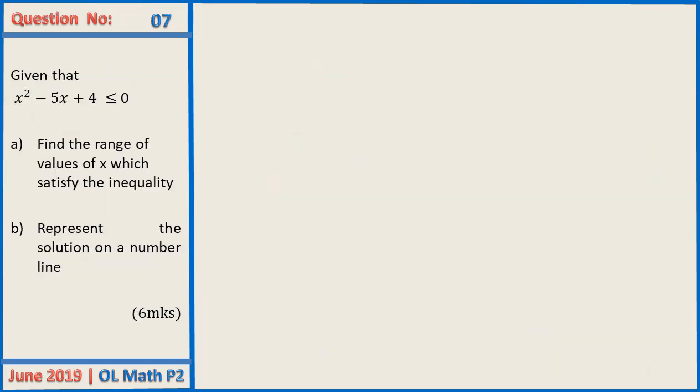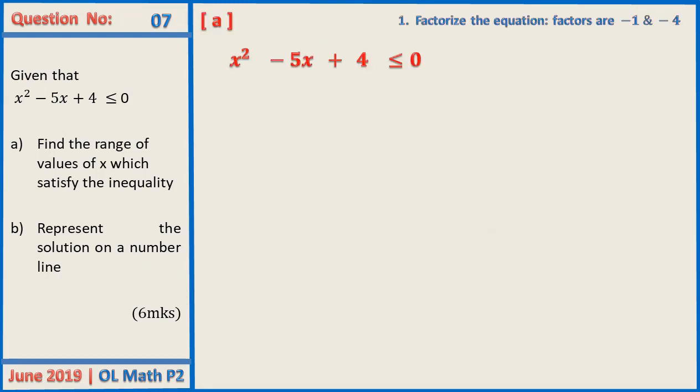Alright, question number 7. You are given x squared minus 5x plus 4 less than or equal to 0. Find the range of x for which this inequality is satisfied. So the first thing is to factorize, and you recognize that this is a quadratic equation. So we have to look for the two numbers whose product is 4 and whose sum is minus 5. Two numbers whose sum is minus 5 and whose product is 4, but we start with the product.